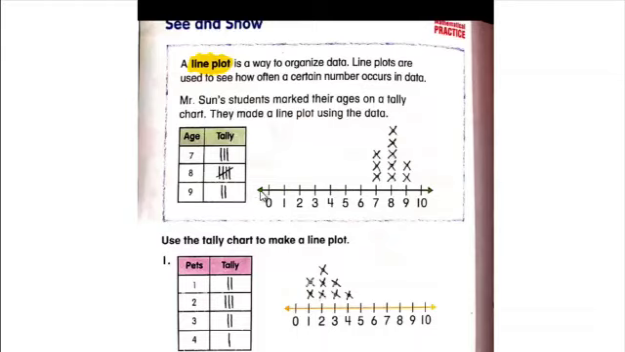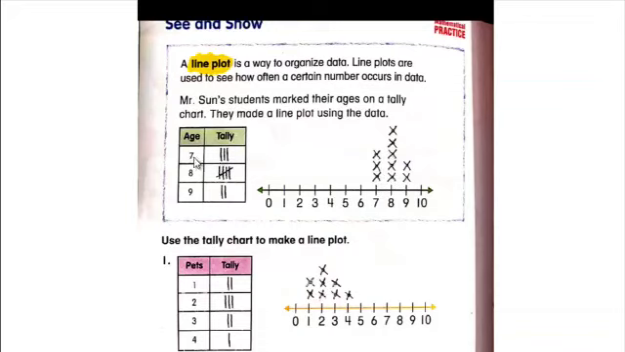Let's understand how to make a line plot. First, draw a horizontal line. Start with the least number 0 and end with the greatest number 10. To display this data on a line plot, count the number of tally marks in front of each age, and draw them on the line as plots.